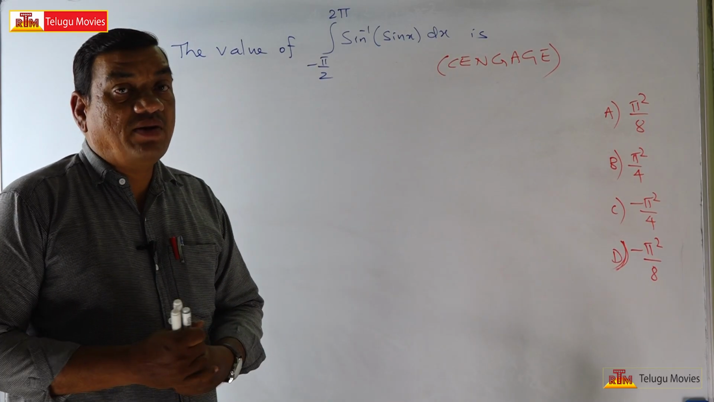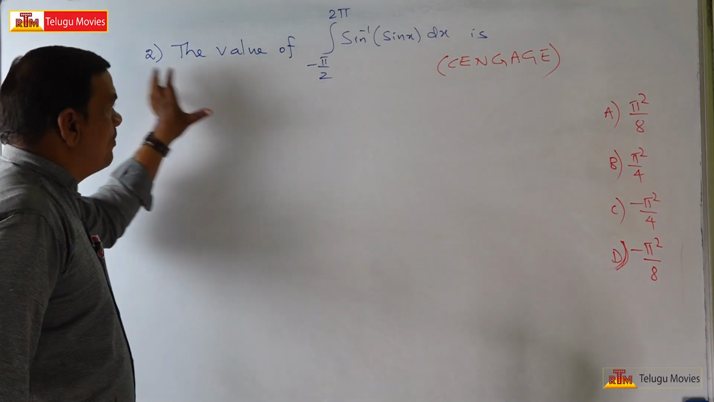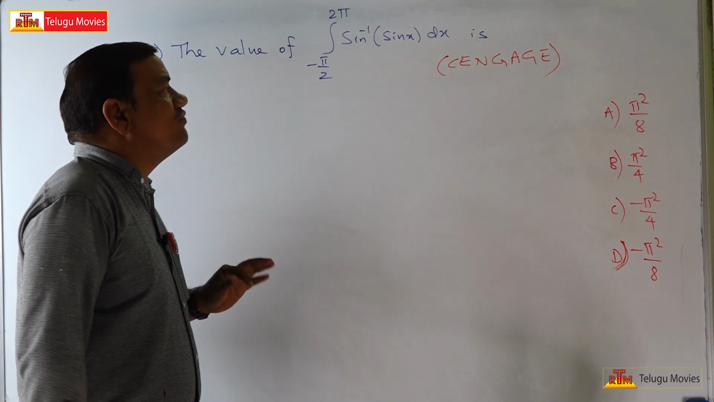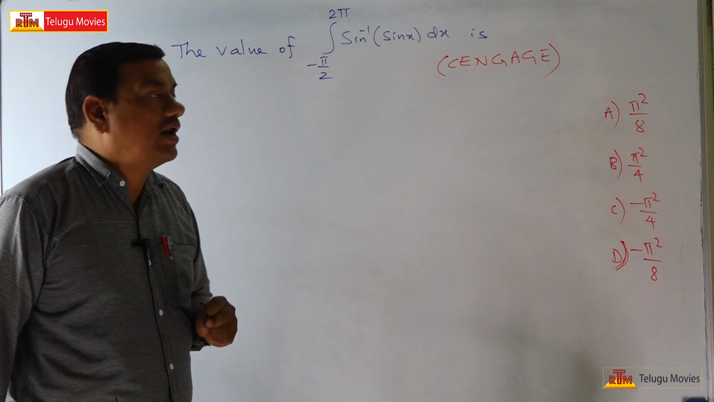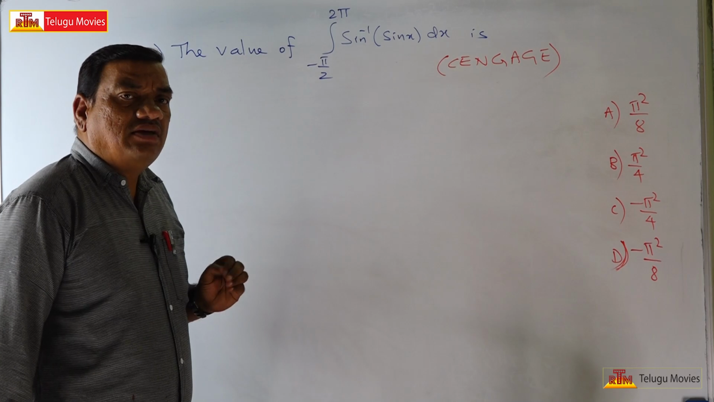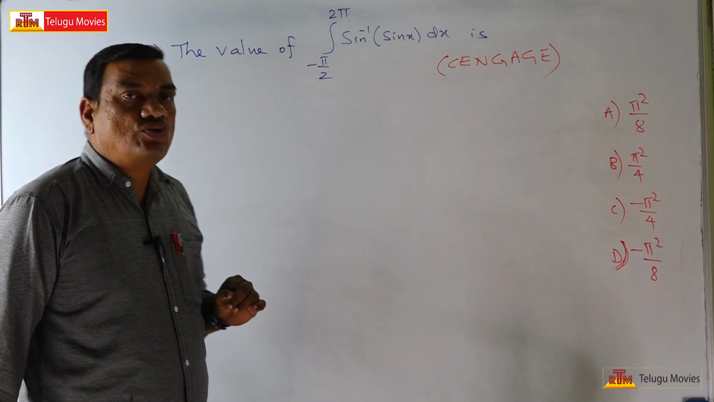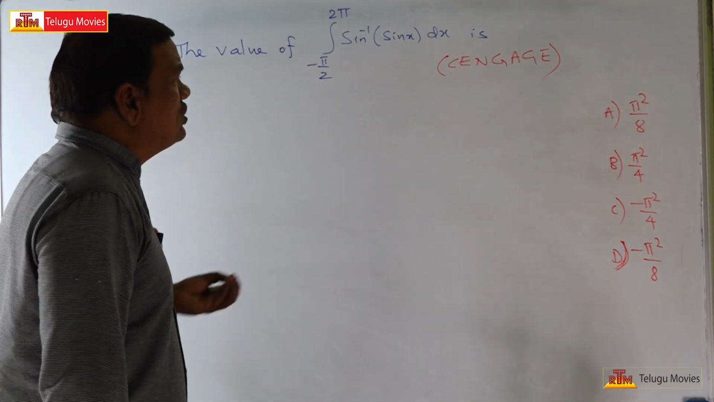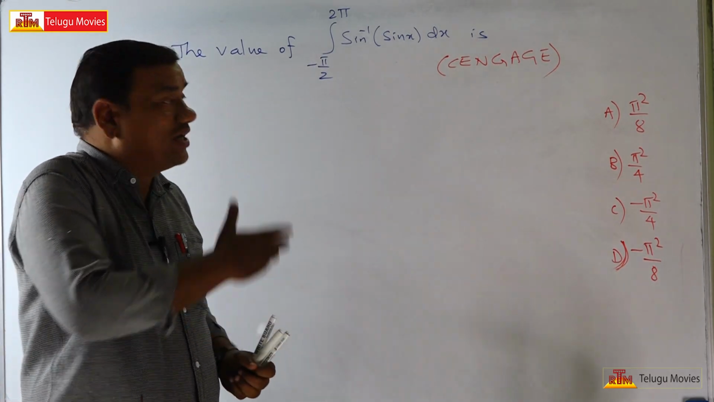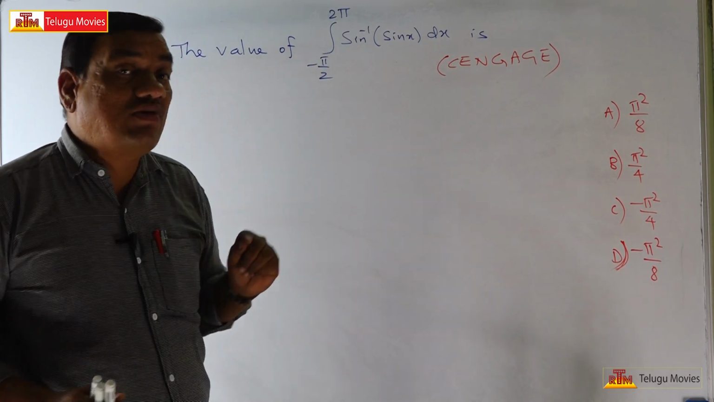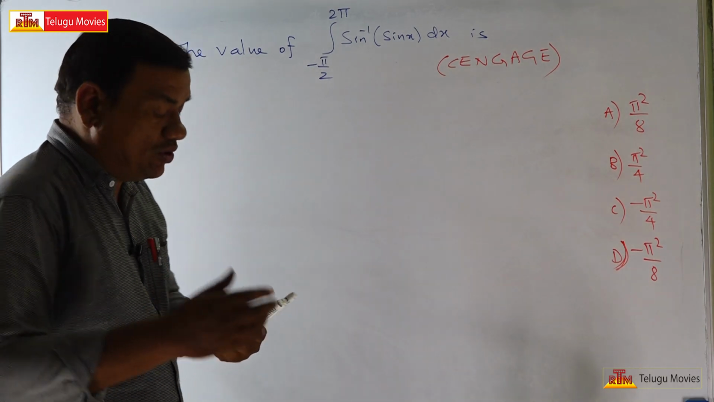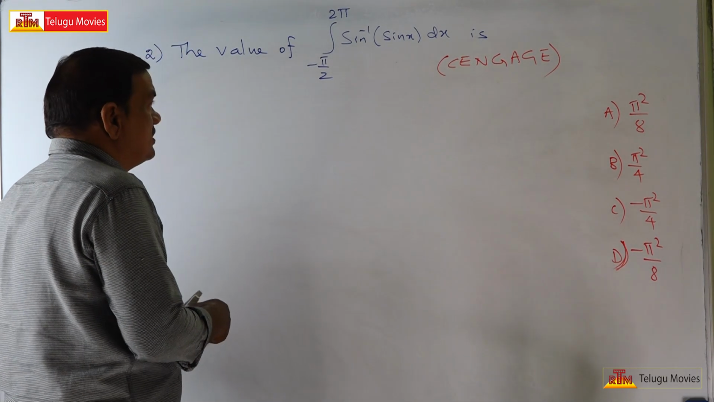Dear students, welcome to the second problem. The problem is: the value of the integral from minus pi by 2 to 2 pi of sin inverse of sin x dx is. The thing is, if you start doing the problem directly, it takes much time to get the answer. If you solve this problem using a graph, within minutes you will get the answer. So try to draw the graph of sin inverse of sin x in the interval minus pi by 2 to 2 pi. So, let us draw the graph of this.